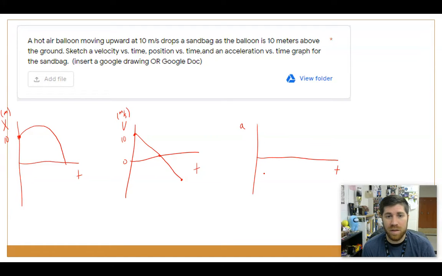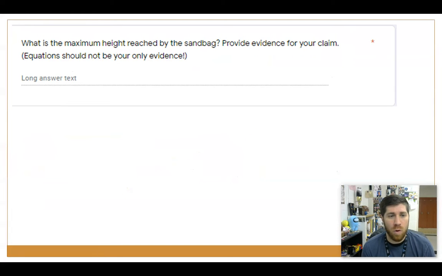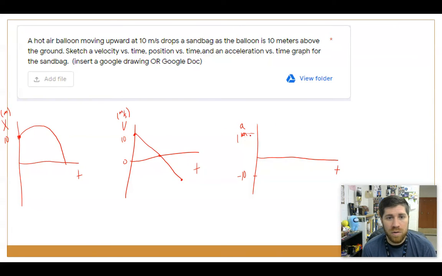And that's because the acceleration, the whole time it's in the air, as soon as it leaves the hot air balloon, is the acceleration due to gravity, which is negative 10 meters per second squared. And yeah, it's 9.8, but on the AP test, you'll actually just use 10. They prefer that because it's just easier for everyone. That should have been meters per second squared. Sorry about that. So my line would be a nice constant negative 10 meters per second squared.